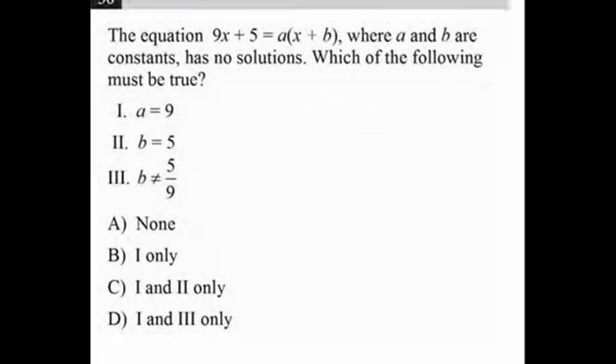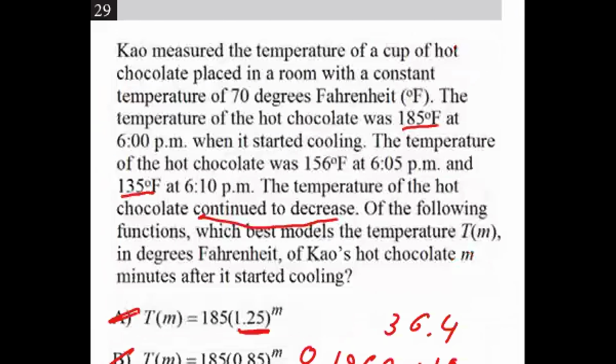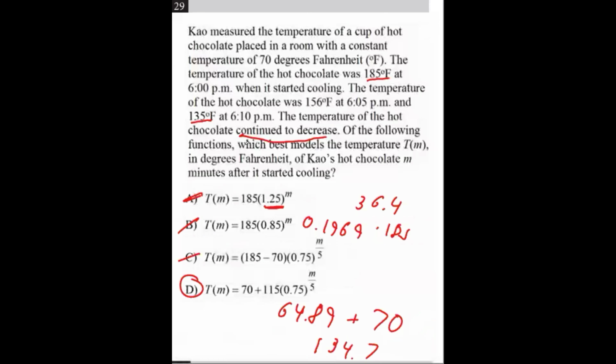Okay, someone said to explain question 29 again, so I guess I'll explain it again. Basically, it can't be A because this value is greater than 1, which means the temperature increases. It can't be C because when the number of minutes is 0, the initial time is 6 p.m., which means the number of minutes since 6 p.m. is 0. So it should equal 185 at that time.